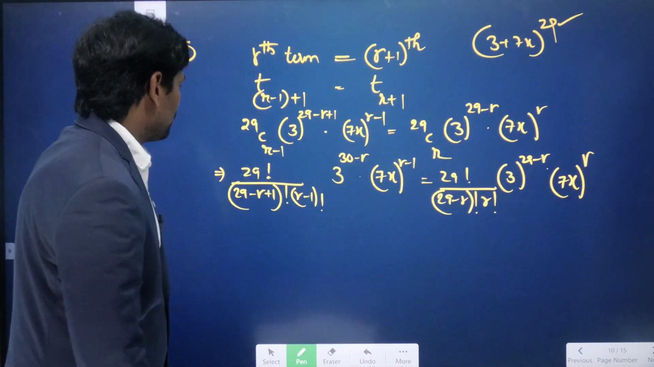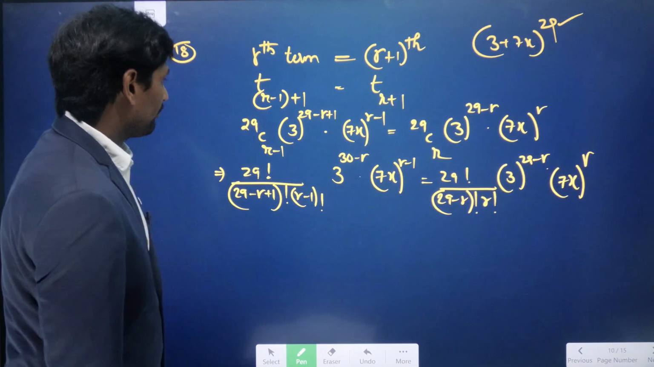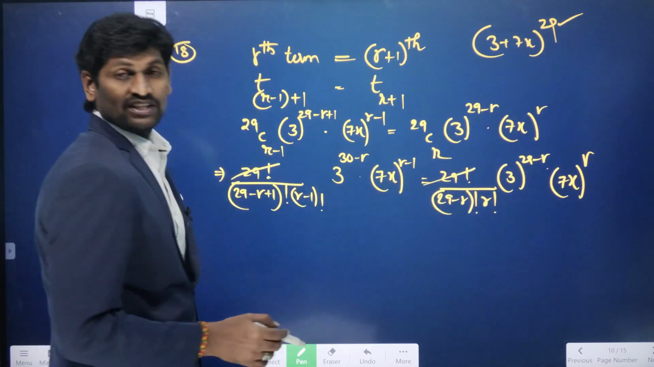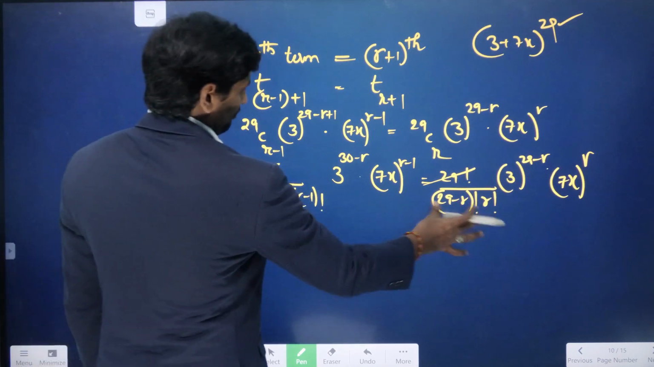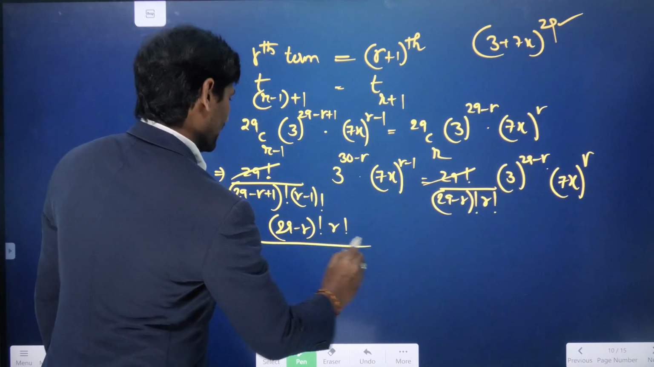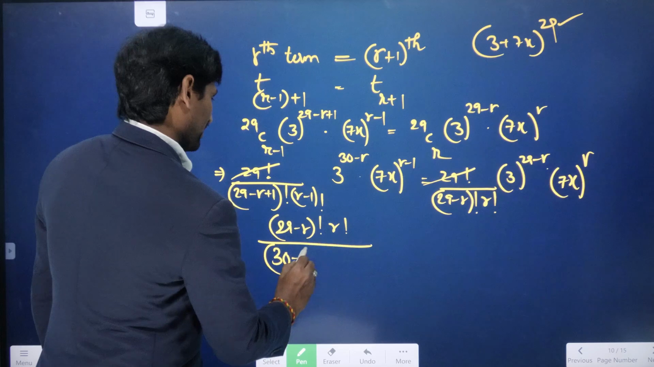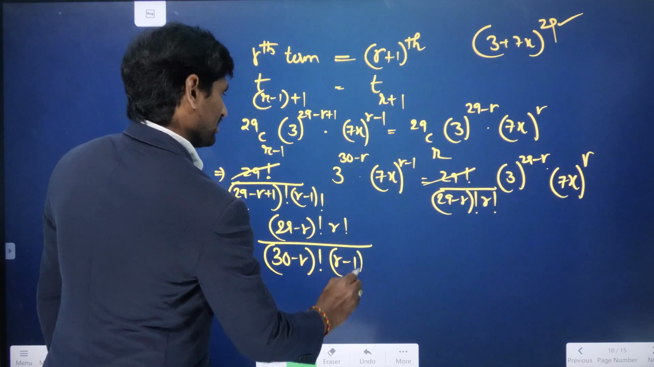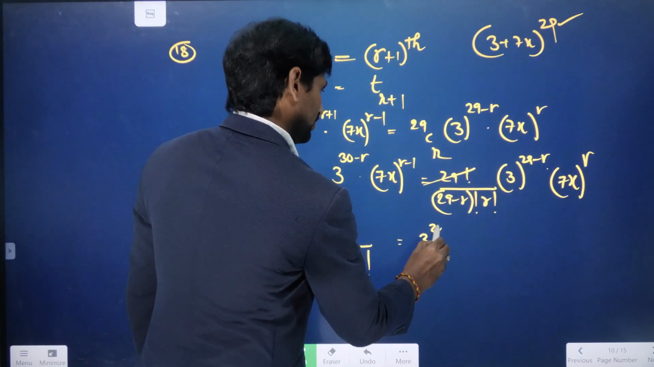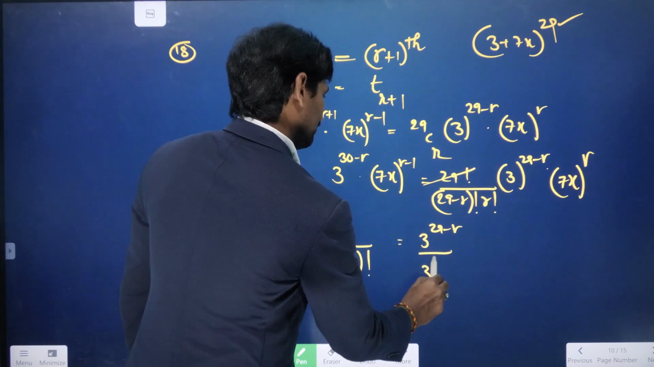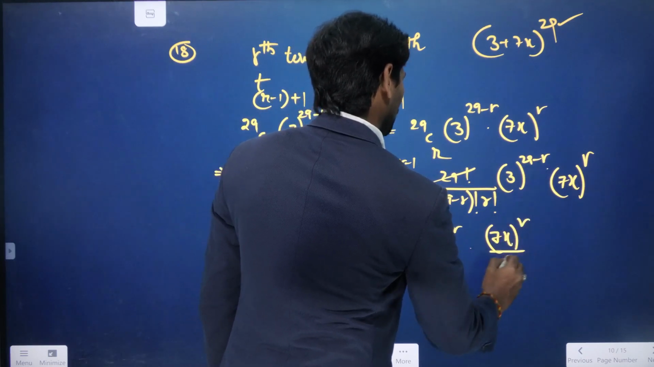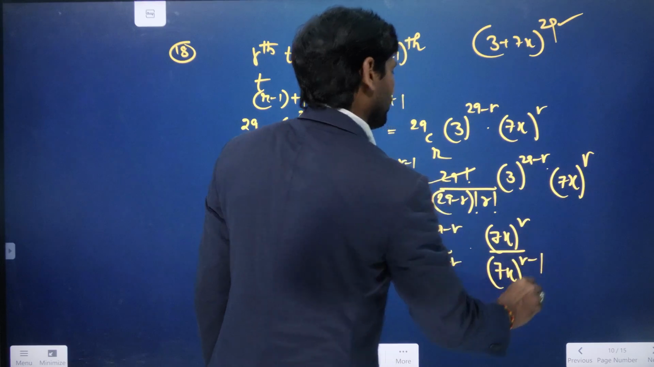So try to bring all the terms to one side to find the value of r. Okay? Now on both sides 29 factorial can be cancelled, numerators. Now this one, bring here, that will be (29 minus r) factorial into r factorial by (30 minus r) factorial into (r minus 1) factorial. Okay? Now these two terms, transpose that side, that will be 3 power 29 minus r by 3 power 30 minus r, same way 7x power r by 7x power r minus 1.